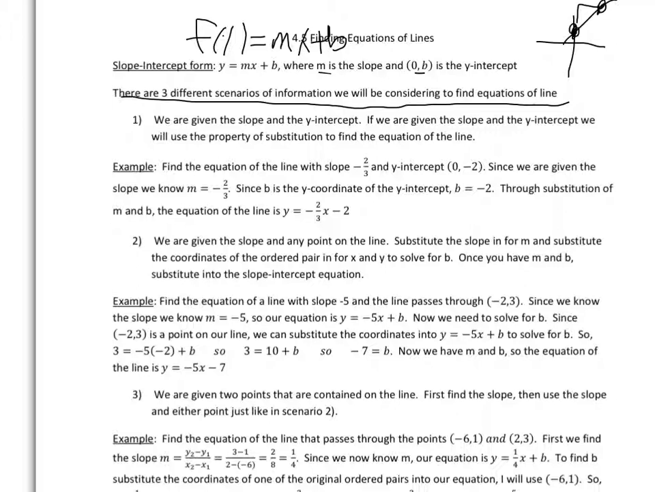So first example, find the equation of a line with slope negative 2/3 and y-intercept negative 2. So since we're given the slope, we know that our m equals this. Since we're given the y-intercept, we know that this coordinate, the y-coordinate, is our b. So we have our m and our b, and literally we're just plugging them in to this equation right here. y equals our m, x plus b, plus negative 2. So one scenario we could have is we're given the slope and the y-intercept.